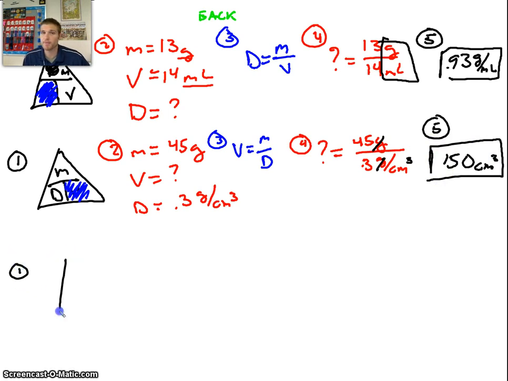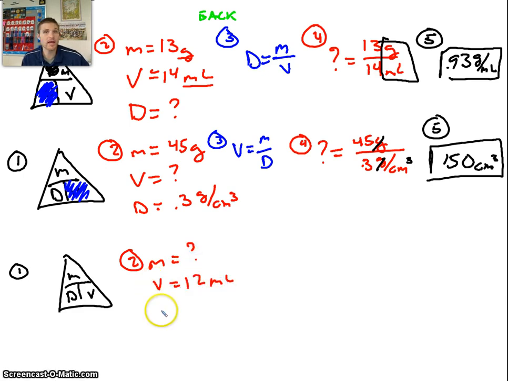So once again, my first step is to draw my triangle: mass, density, and volume. My second step is mass equals, I don't know in this case, so it's my question mark. Volume is 12 milliliters, and my density is 15 grams per milliliter. Use my triangle to figure out what I'm looking for. So I'm looking for mass, so I cover up mass in this case.